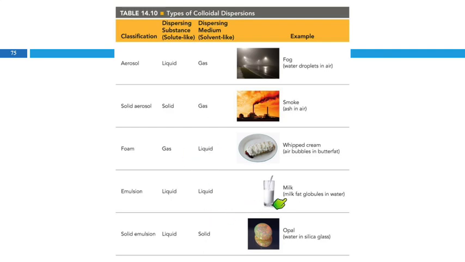Milk is a dispersion. It's called an emulsion. So you have the fat globules of the milk in water. You may have noticed that skim milk somehow looks kind of thin compared to 2% or whole milk, right? That's because there's less fat in it. And it's the fat that gives it that white color that you can't see through. And then an opal is actually an emulsion of, or a dispersion of water inside of silica glass.